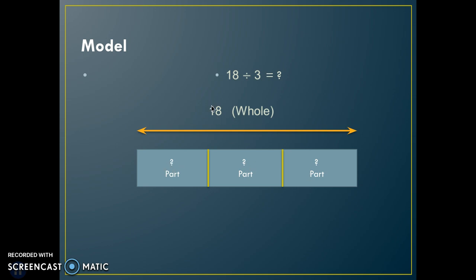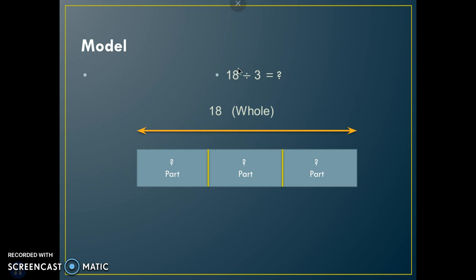So what this is telling us is that we have 18. So our whole is 18. It may be 18 candy bars. It may be 18 pieces of candy. It may be 18 apples. It may be 18 tennis balls or baseballs. It could be anything that would be a total of 18, where we would have a total of 18 items.